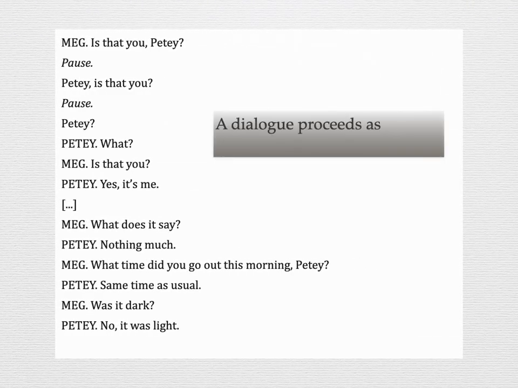So a dialogue then simply proceeds as a sequence of exchanges. So here's a little bit between Meg and Petey. Now let me introduce Meg and Petey to you. They're a couple. They're in their 60s. They run a boarding house somewhere on the south coast of England. It's morning now. Petey has been outside doing something. Meg's in the kitchen and she hears somebody coming in.